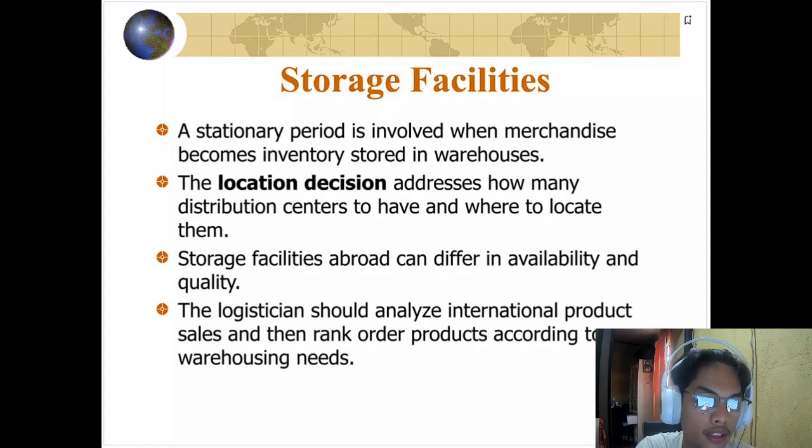So, next is the storage facilities. A stationary period is involved when merchandise becomes inventory stored in a warehouse. The location decision addresses how many distribution centers to have and where to locate them. Storage facilities abroad can differ in availability and quality. The logistician should analyze international product sales, then rank order products according to warehousing needs.